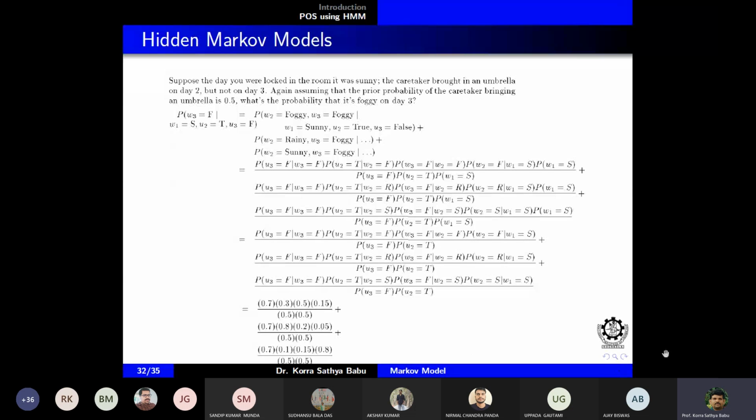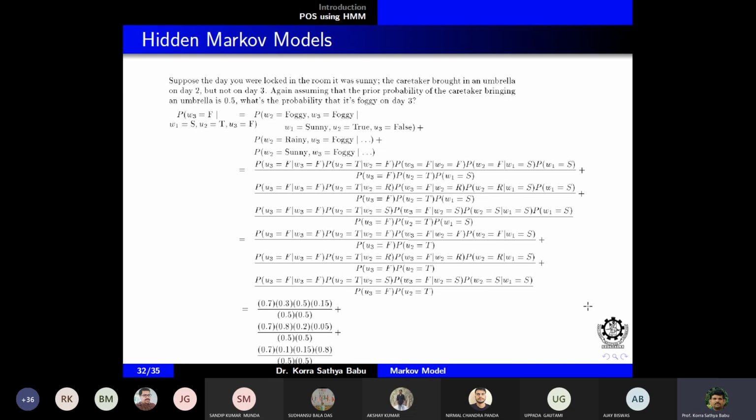Now the same is given here, but in a slightly different way, okay? Or the problem is a little bit more complex here. Suppose the day you were locked in the room, it was sunny. The caretaker brought in an umbrella on day 2, but not on day 3. Again, assuming that the prior probability of the caretaker bringing the umbrella is around 0.5, what's the probability that it's foggy on day 3? Okay, foggy on day 3.